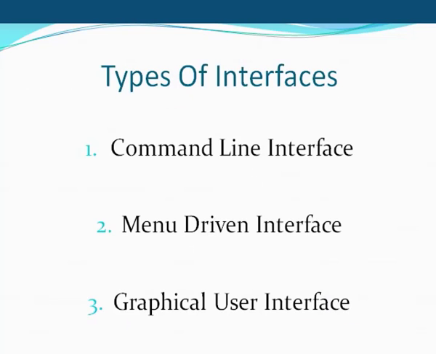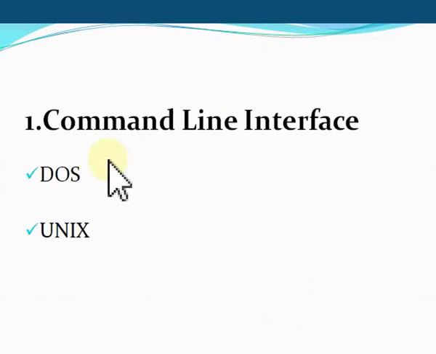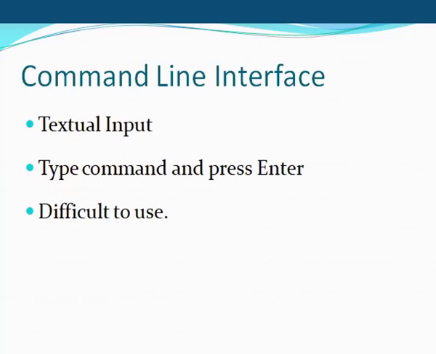On the basis of the way of interaction, operating systems are classified into three major interfaces. These are command line interface, menu driven interface, and the last is graphical user interface. Number one is command line interface. Command line interface has two further categories. These are disk operating system and Unix.